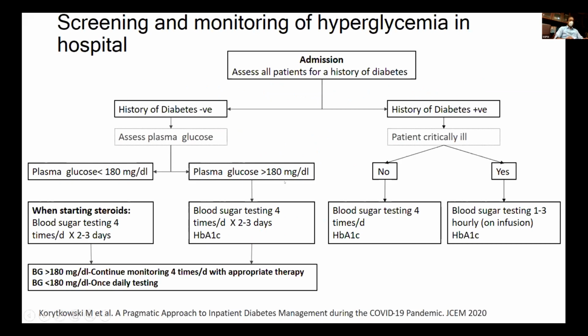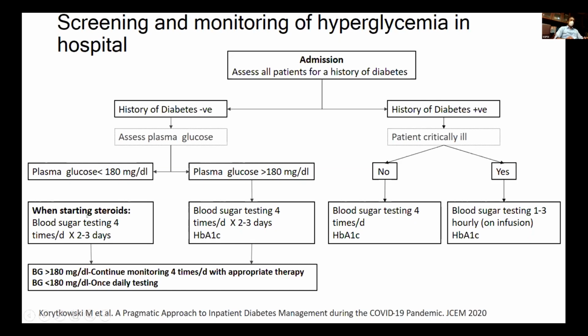If it is more than 180, using a glucometer, we should check the blood sugar 4 times a day, at least for 2 to 3 days, and we send a hemoglobin A1C. If the A1C is more than 6.5%, the patient falls in the diabetes category, and if it is less than 6.5% and the blood sugars are okay, we should discontinue the monitoring after 2 days. If all the blood sugars are less than 180, no need to monitor.